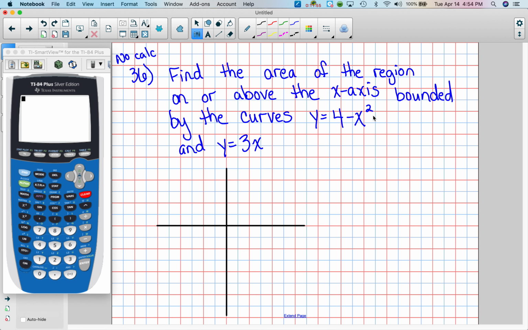So as far as getting the graph of this, notice that this is the same as having y equals -x squared plus 4. So it's just the parent graph reflected over the x-axis and then raised up 4. So that means the vertex, instead of at 0, 0, it's going to be up here, and then it's going to open down. So we end up with this.